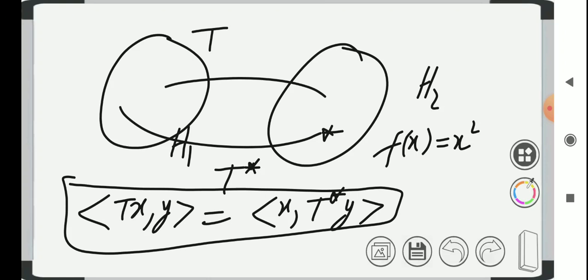Before that we will study some properties of T star, and also we will show how to define this operator, or how to construct it on a particular Hilbert space, how to give an explicit formula for this T star.